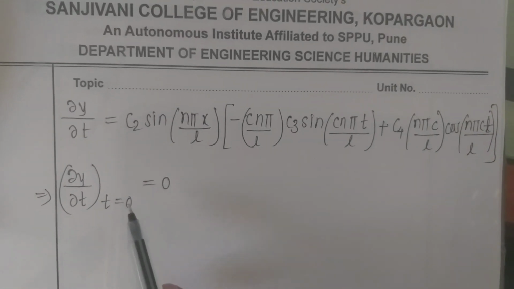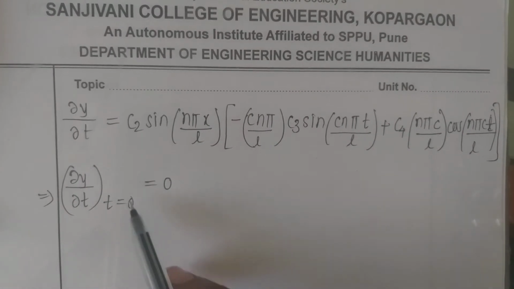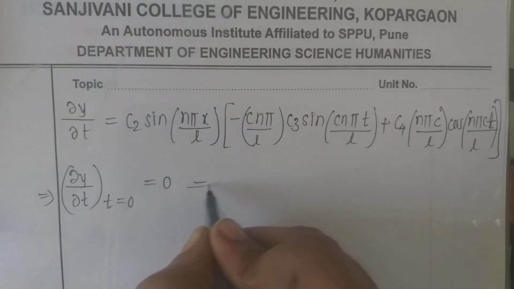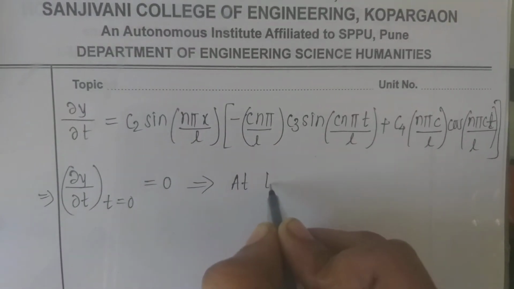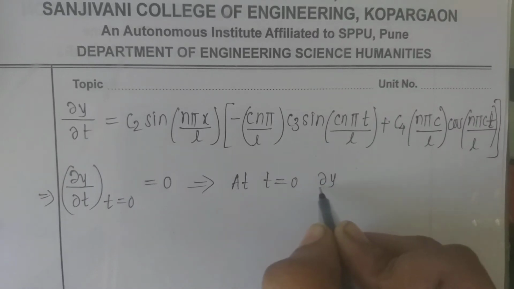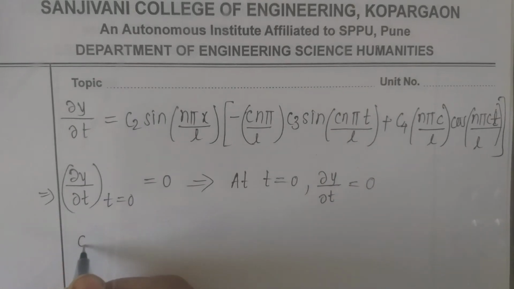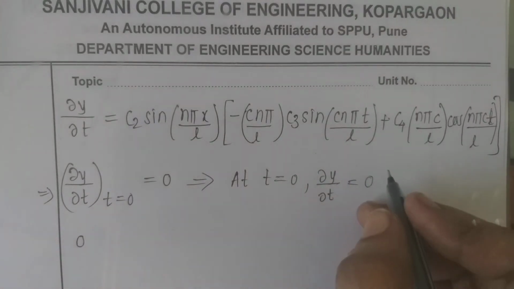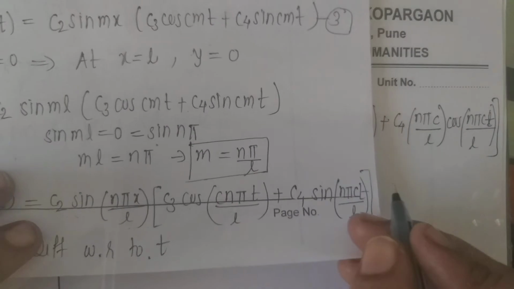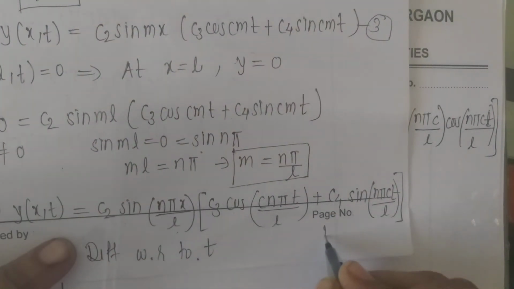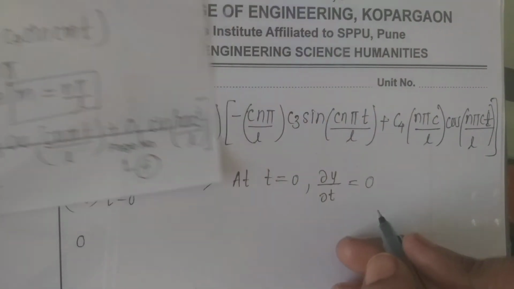Now ∂y/∂t is equal to 0 at t = 0. Again, what is the meaning of this condition? At t = 0, the value of ∂y/∂t is equal to 0. So use this condition here: ∂y/∂t = 0. We are denoting this equation by 4, and this one is 5.